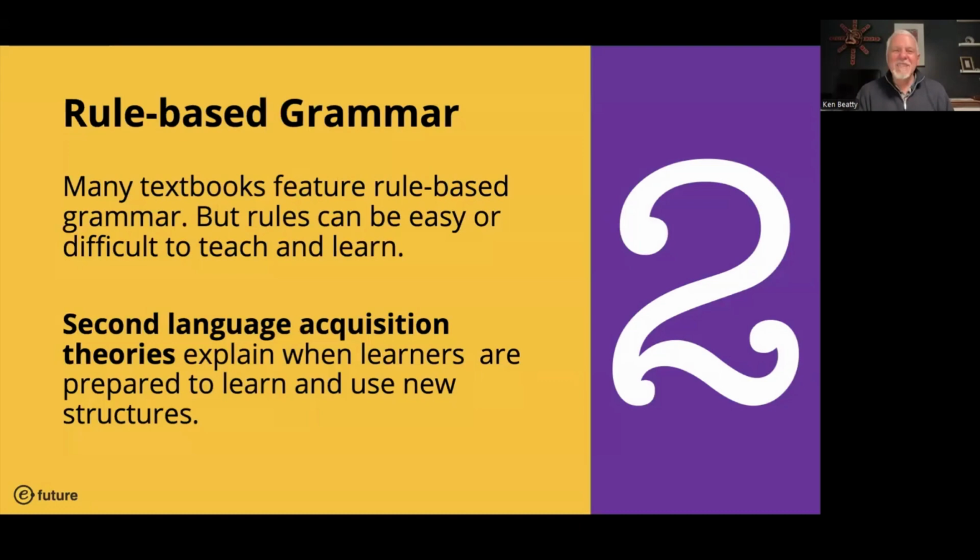Okay. Second one, rule-based grammar. Okay, remember there are 7 different ones we're going to talk about. Many textbooks feature rule-based grammar, but rules can be easy or difficult to teach and easy or difficult to learn. Second language acquisition theories explain when learners are prepared to learn and use new structures.